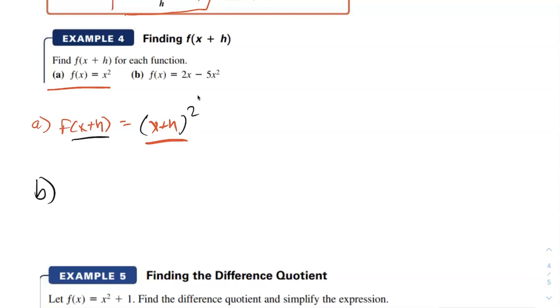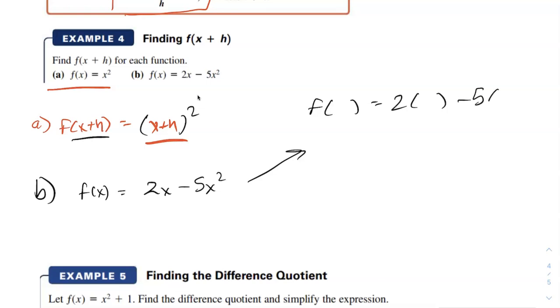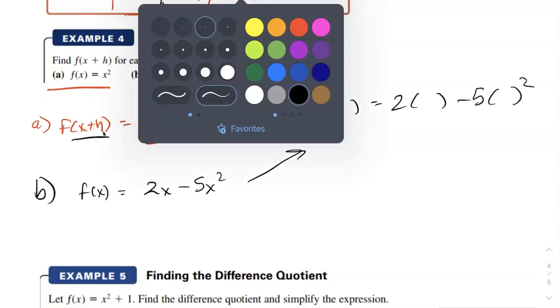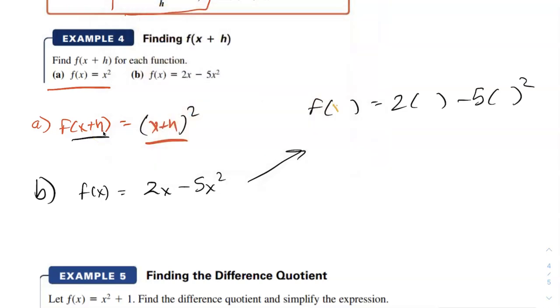Now f of x equals 2x minus 5x squared. Again, the way I see that is f of something equals 2 times something minus 5 times something squared. What that something is, in this case, is x plus h. So where I have that space, I'm plugging in x plus h. And there's my answer, if I want to simplify it. But that's the general rule: wherever there's an x, you just plug in x plus h instead of x.